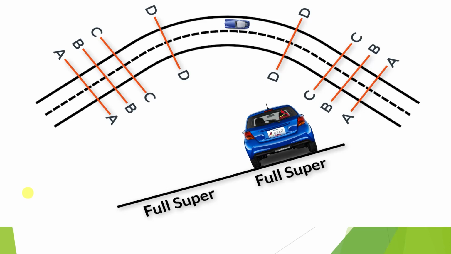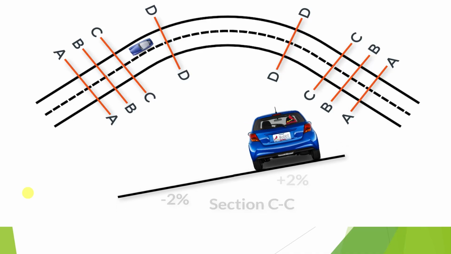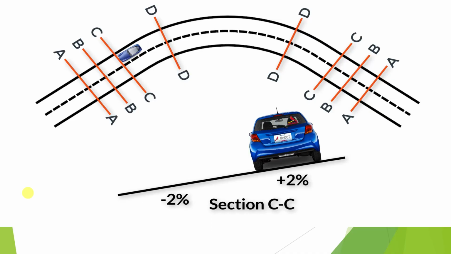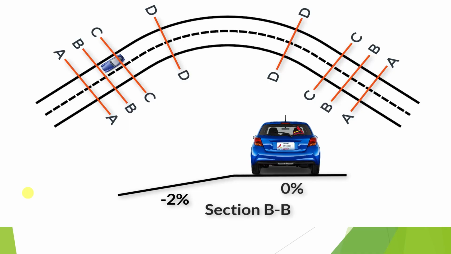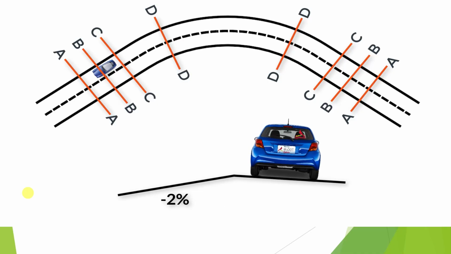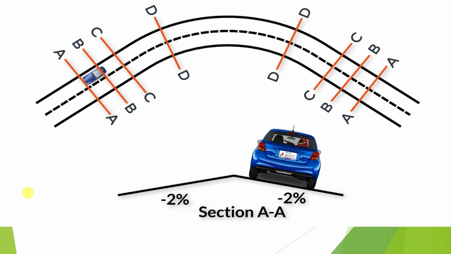And then we drive through the curve at the full super, and then we hit DD again. And at section DD, we're still in full super. We're going to go down to C, and when we start doing that, again, we're going to go back to the negative 2, positive 2%, and we're lowering out of that super. And you can see now we're at BB, which is negative 2% to 0%. And then you get to AA, and you're back to the tangent. So you're coming out of that curve, you're at the point of tangency, 0% or negative 2% on each side.